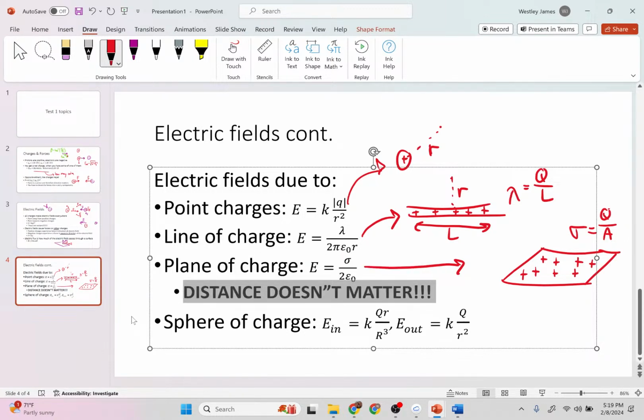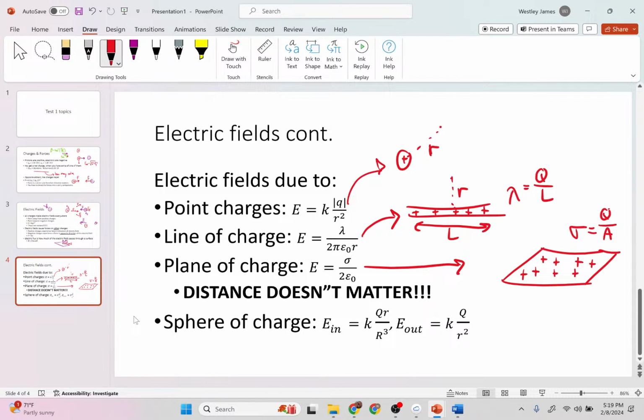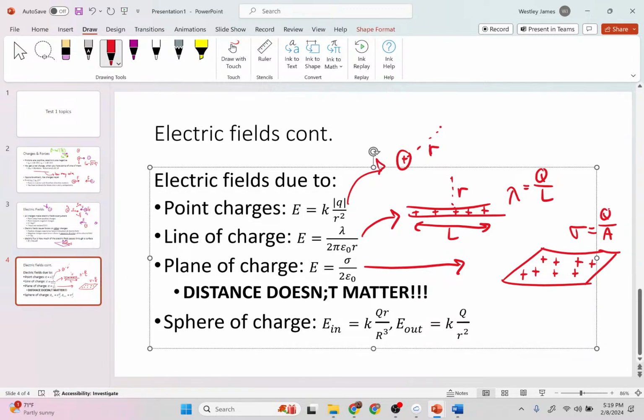Remember, that was one of the really interesting, cool things about the plane of charge: somehow it doesn't matter how far away or how close you are. The electric field is the same everywhere. If it's 5 newtons per coulomb here, it's 5 newtons per coulomb here, and 5 newtons per coulomb everywhere. All right? But that's specific to the plane of charge. It's literally the only one that doesn't have an R in it.